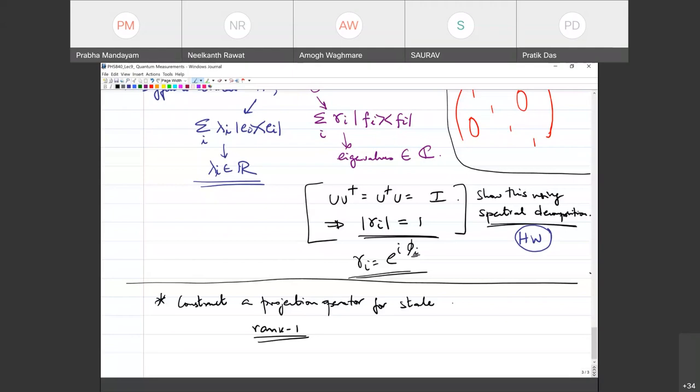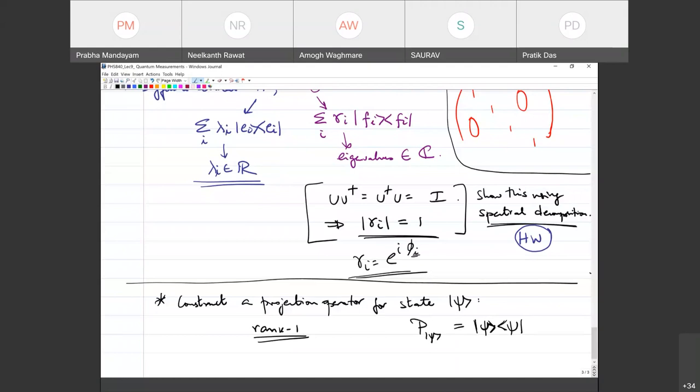How would you do that? So I will often call this P sub psi. It's a projection onto psi. It's simply this outer product, right? We saw this already, that this is a projection onto psi. In one of the previous lectures, I had stated this.